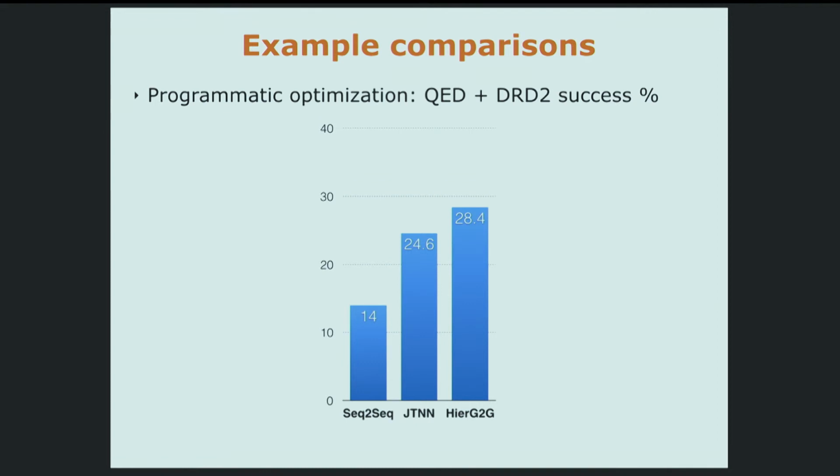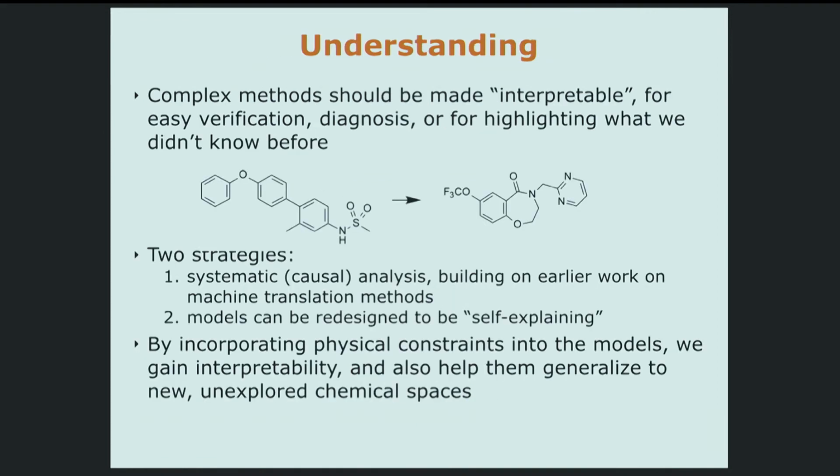Now, the last thing that I wanted to mention briefly is about understanding. We don't want to just generate black box methods, however accurate they may be. You need to understand why these methods work the way they do, make them interpretable so that you can verify, you can diagnose problems, and you can potentially get new insights about chemical reactivity by understanding what was buried in the data that you may not have known before.